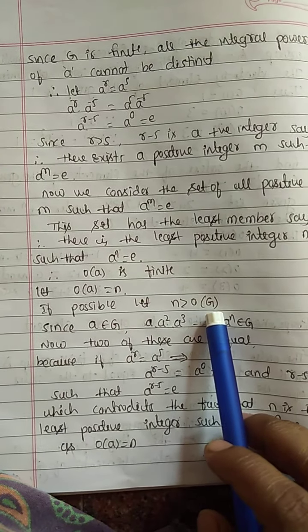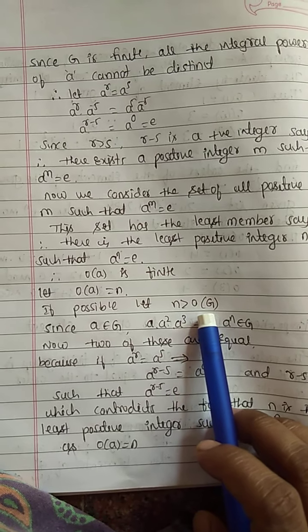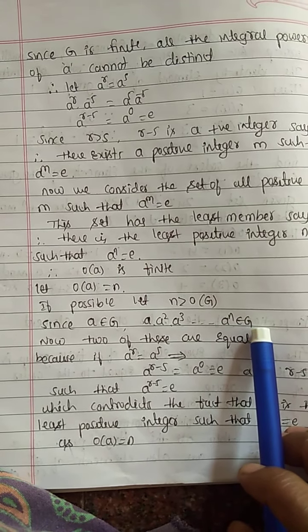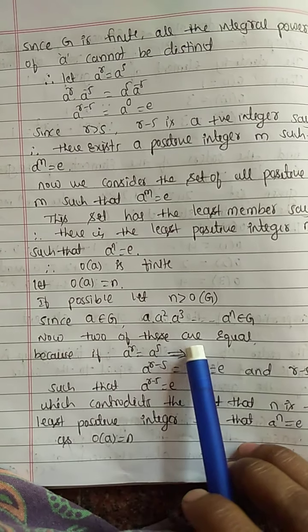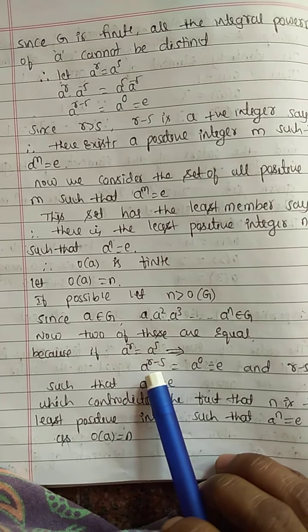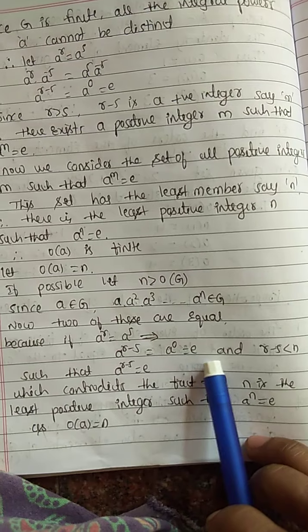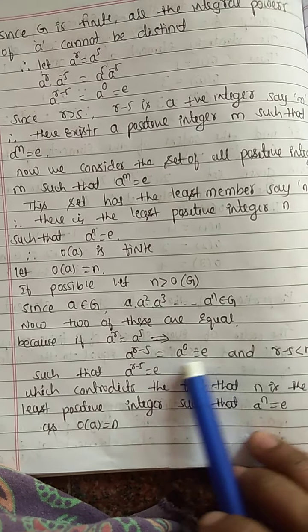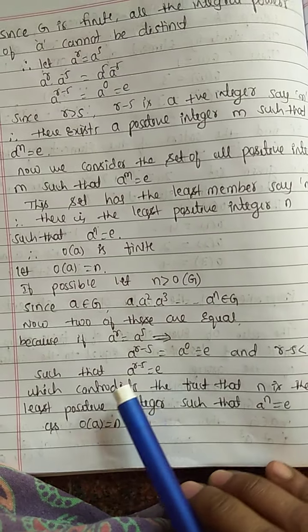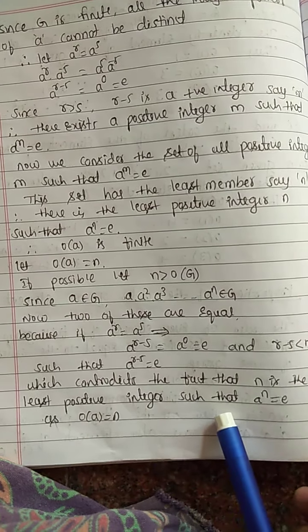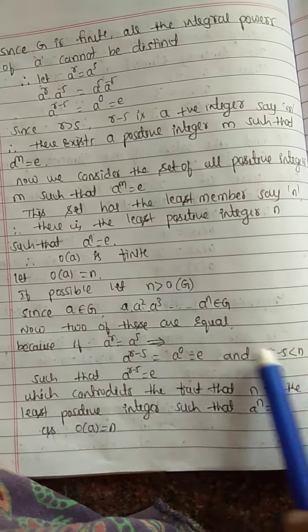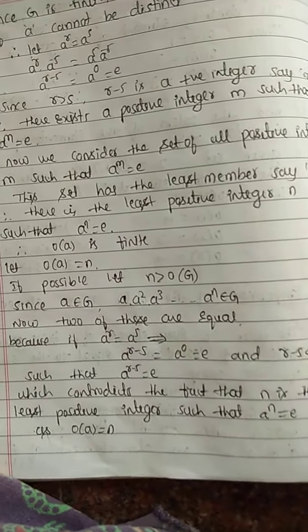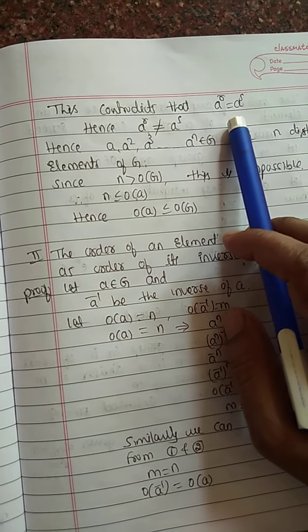Now, if possible, let n be greater than the order of G. For every a belonging to G, a square, a power 3 and so on, a power n belong to G. Now two of these are equal because a power r equals a power s. a power r minus s equals a power 0 equals e, and r minus s is less than n because n is greater than the order of G. By this, a power r minus s equals e, which is a contradiction to the fact that n is the least positive integer such that a power n equals e, or the order of a equals n. This contradicts the assumption.